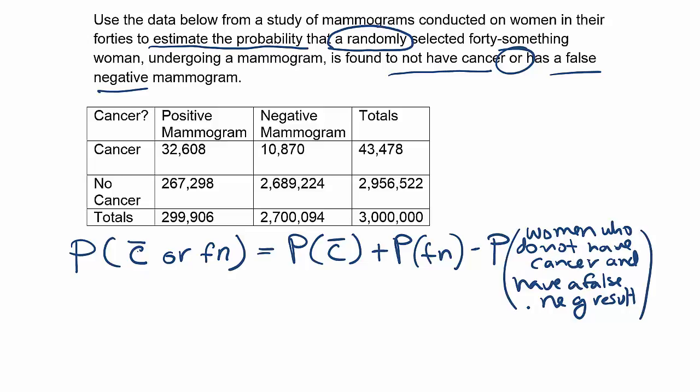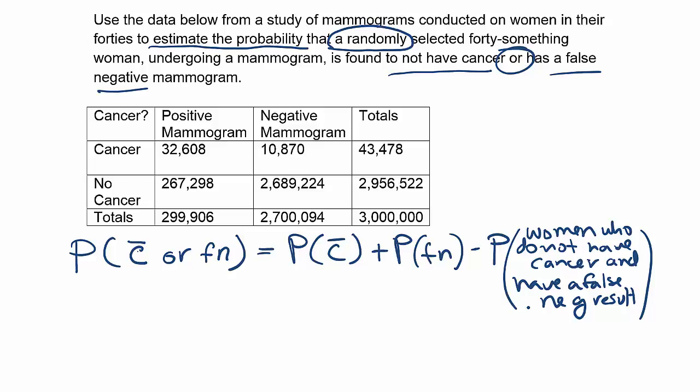Okay, so let's think about that last piece there. It says probability of women who do not have cancer and have a false negative result. Let's think about that carefully. If you don't have cancer, then if the test says you're negative for cancer, that's not false, that's true, right? In other words, not having cancer means your mammogram should be negative, and that wouldn't be a false negative then, right? A false negative means you actually have cancer, but the test says you don't.